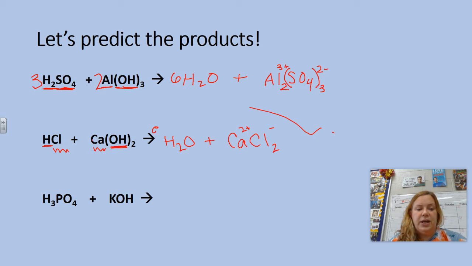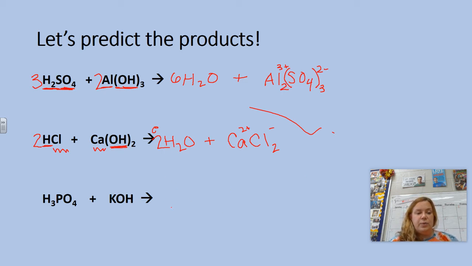Let's balance our calcium and our chlorine first. On the reactant side, we have one calcium, and on the product side, one calcium. We have 2 chlorines on the product side. Let's get 2 chlorines on the reactant side. So now finally, we'll balance our hydrogens and oxygens. So we have 2 hydrogens here in the hydrochloric acid, and we have 2 hydrogens in our hydroxide. So therefore, we have a total of 4 hydrogens, and right here we have 2 oxygens. So 4 hydrogens and 2 oxygens, we simply put a 2 in front of our water.